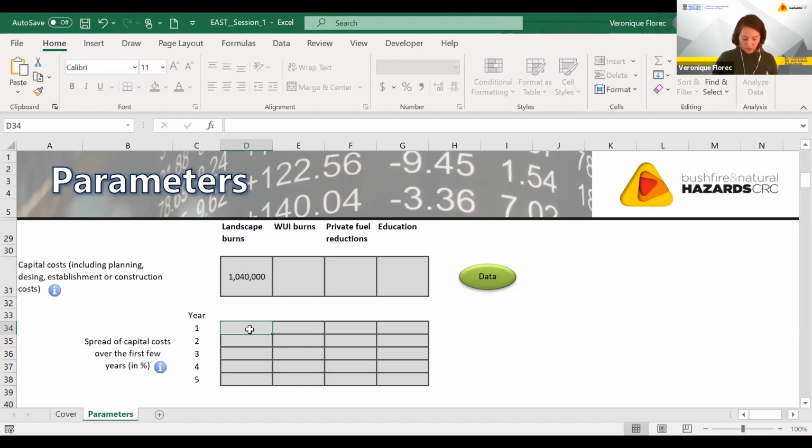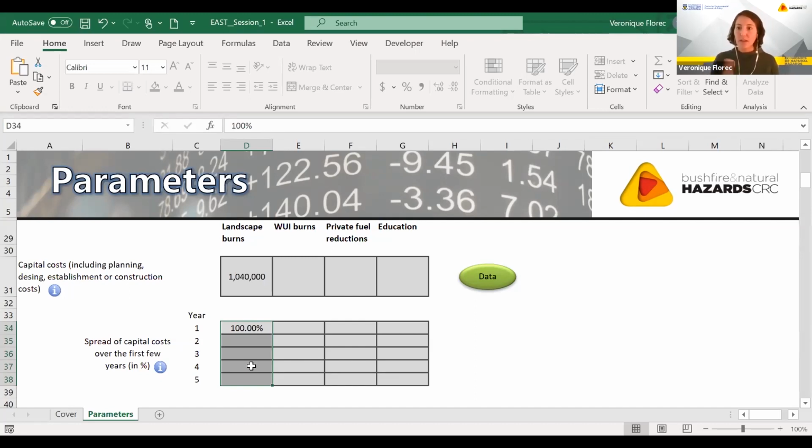And then the spread of capital cost, if you have a look in page 4 of the exercise for session 1, it says that these are spent completely in the first year. So you could have here a division if it wasn't all spent in the first year. If it was, for example, 20% in year 1, 20% in year 2, and it's spread over the whole 5 years, it will be 20% in each of these boxes. But what is important here is that at the end, the sum has to be 100% or 1.